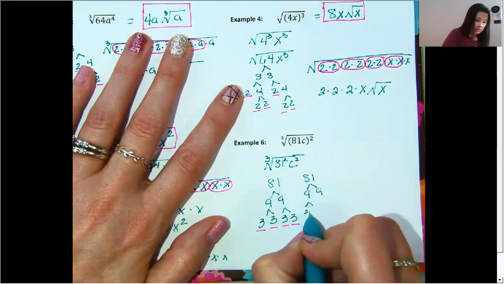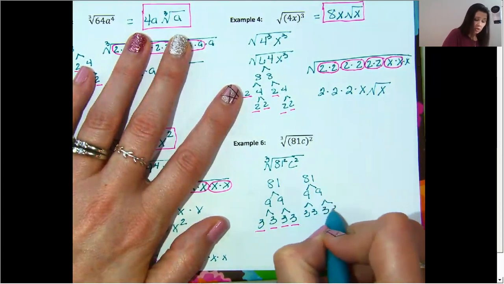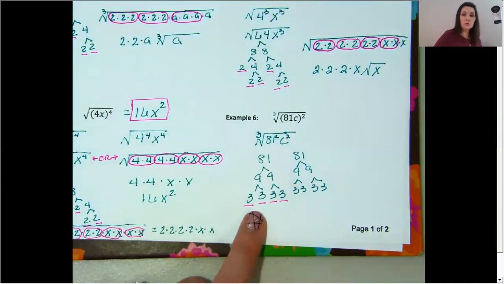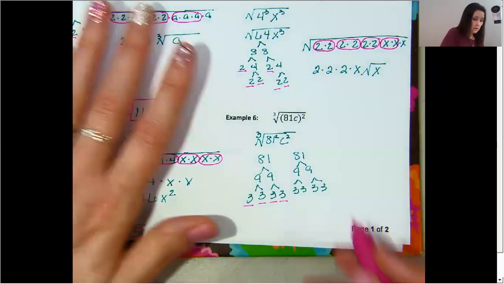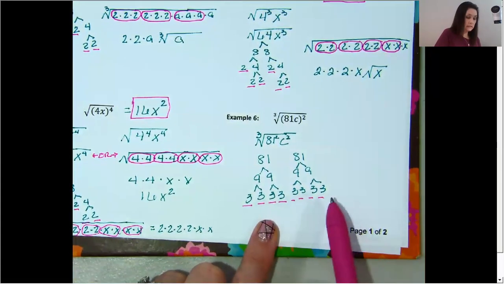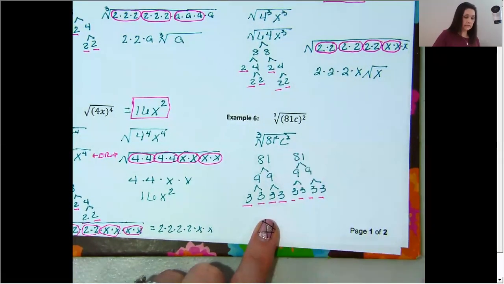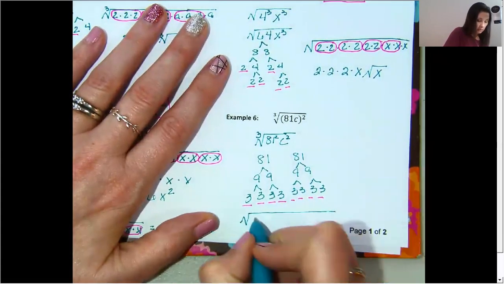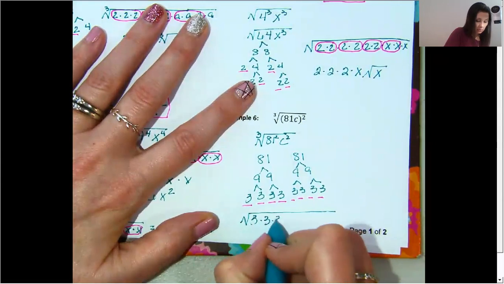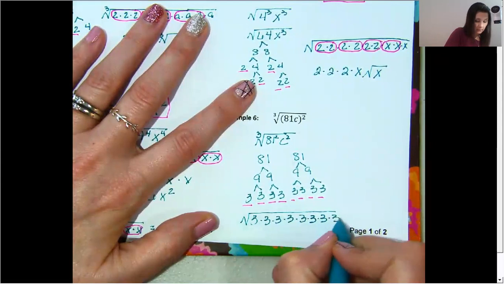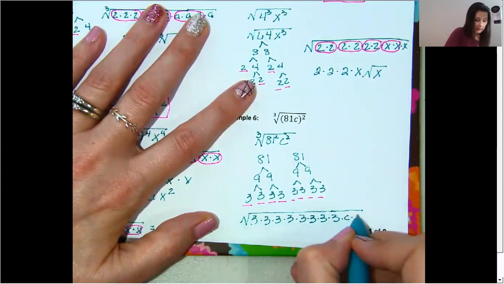For some of you, this might just be too much work, and that's fine too. Just know that if you're squaring 81, you have to double the threes or whatever numbers you have. If you are cubing it, you would have to triple it. So in the end, I have 8 threes and 2 c's. So let's write this all out. That's 8 threes and 2 c's.